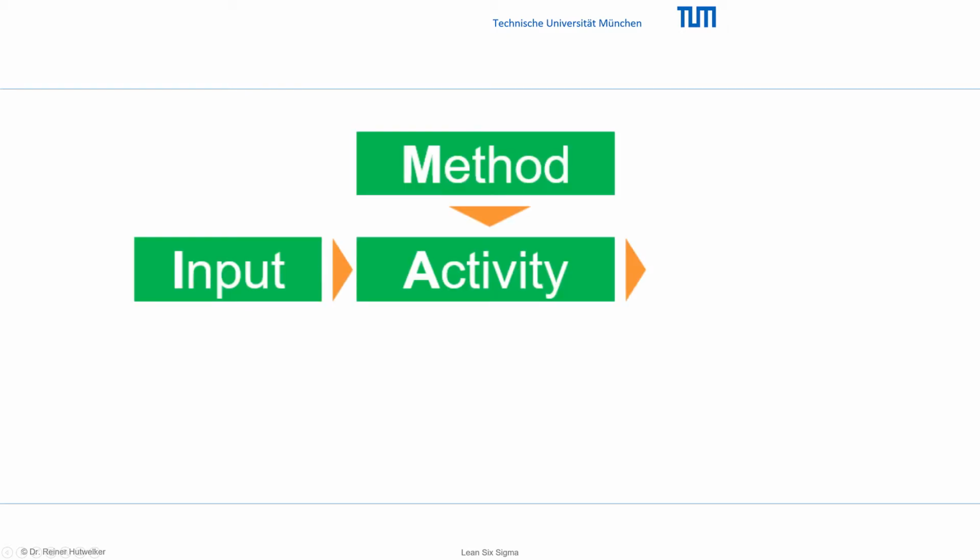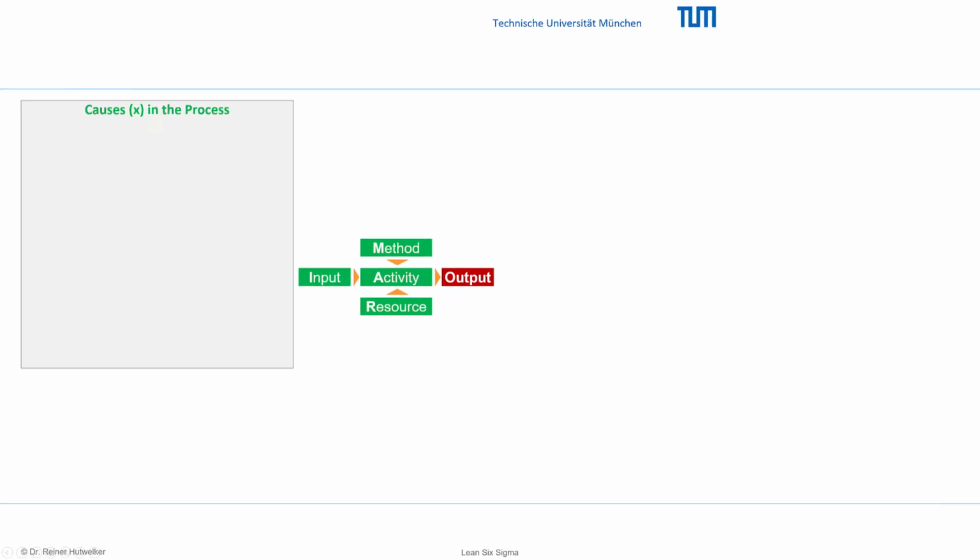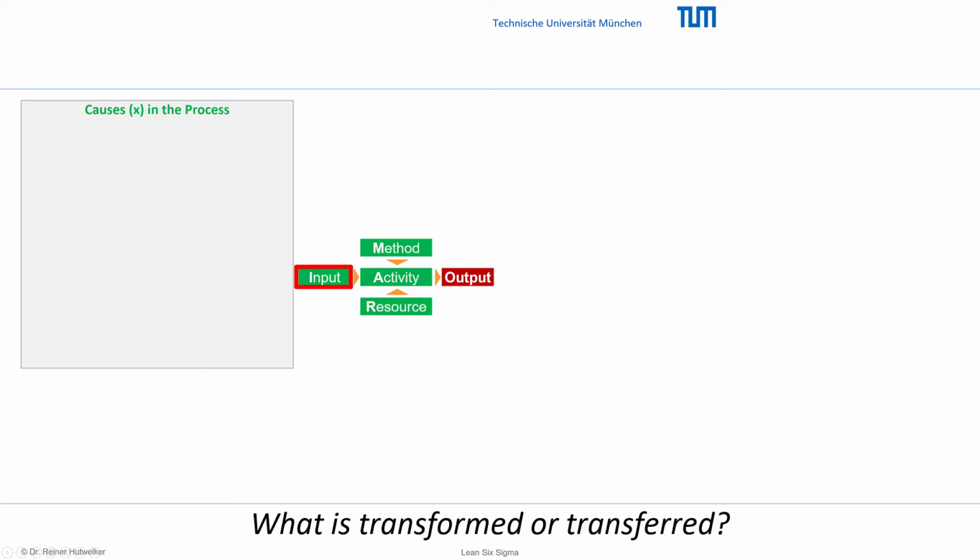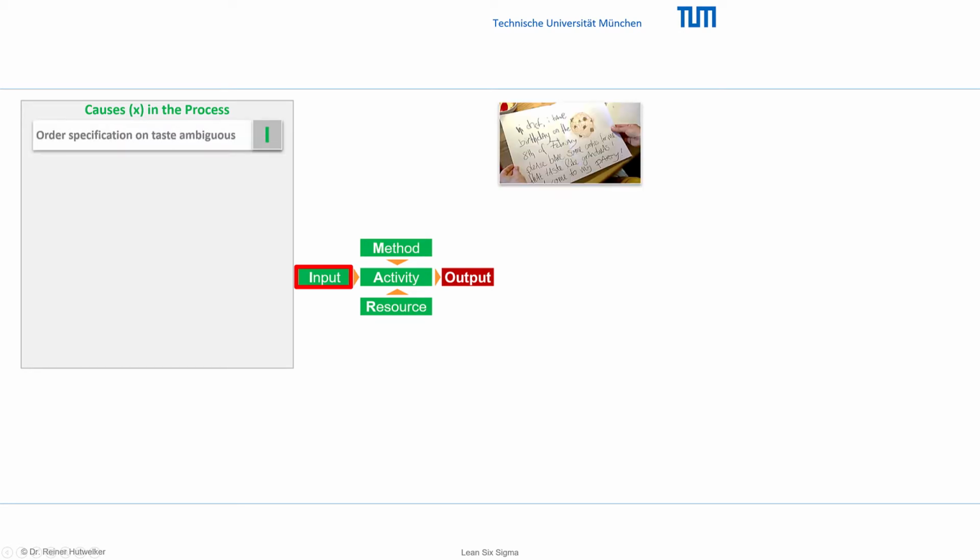I classified my observations to these process components: input, activity, method, and resources. Inputs are all material or immaterial objects that are transformed into outputs or transferred from an input to an output location. Thus, you can identify inputs by the question, what is transformed or transferred? The inputs for our bakery are also objects, like the ingredients, the tin, and the cryptic order at the beginning of the video. Should taste like grandma's cookies.